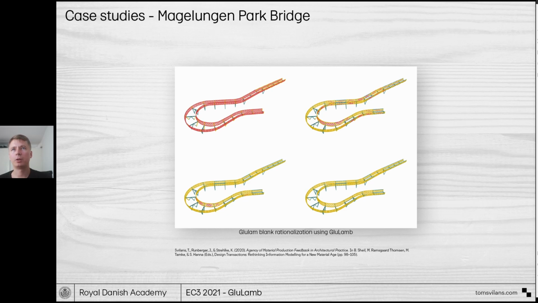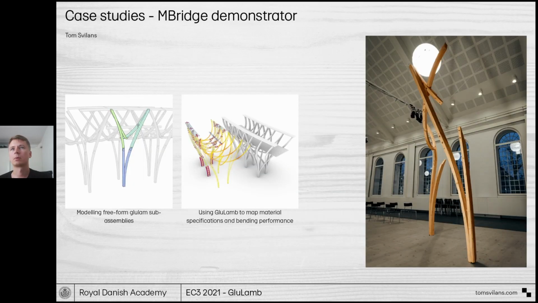The top left part of the image shows a design model with primarily double curved blanks in red. The bottom right corner shows how these are replaced with a combination of yellow single curved blanks and blue straight blanks by relaxing the tolerance between the design geometry and the GluLamb blank type.